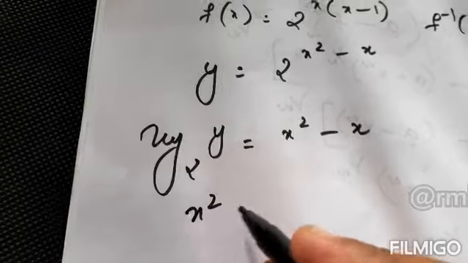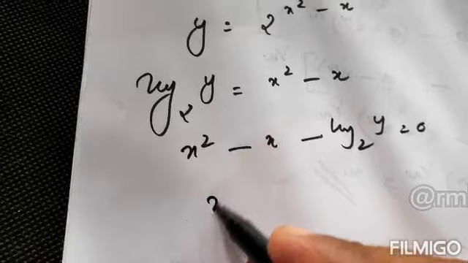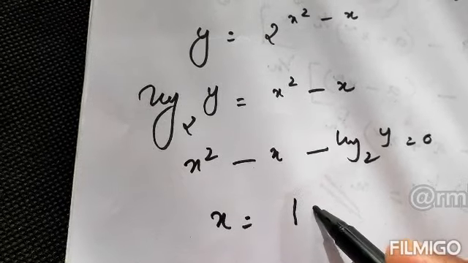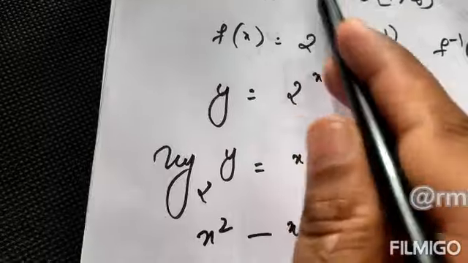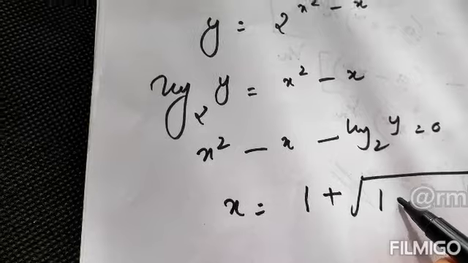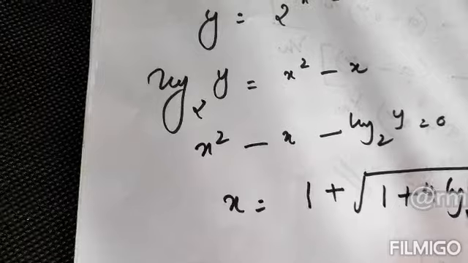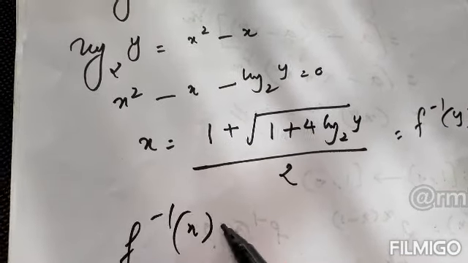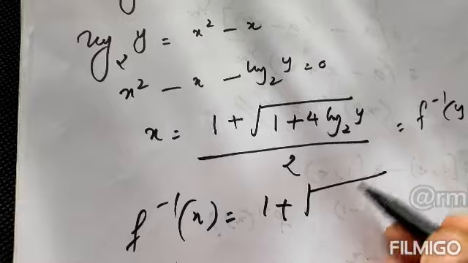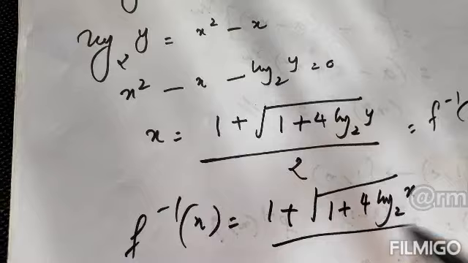Then it is a quadratic equation. Solution is x is equal to minus b plus or minus root of b square minus 4ac; x is positive only. So plus root of b square minus 4ac. Minus, and this minus is plus, 4 log y base 2, divided by 2. It is f inverse of y. We have to find out f inverse of x only, changing the variable y. Log x base 2 divided by 2.